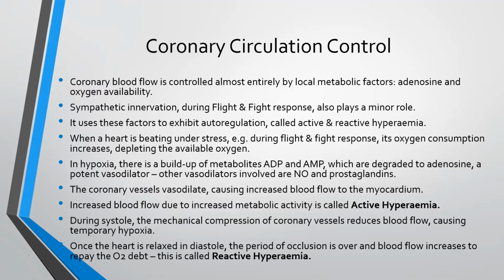Increased blood flow due to increased metabolic activity is called active hyperemia. During systole, the mechanical compression of the coronary vessels reduces the blood flow, which causes a temporary hypoxia. This is the other mechanism of autoregulation called reactive hyperemia. So when there is a state of temporary hypoxia during systole, and then when diastole occurs and the myocardium relaxes, the period of occlusion is over and the blood flow increases slightly to overcome the oxygen debt. So this is called the reactive hyperemia.